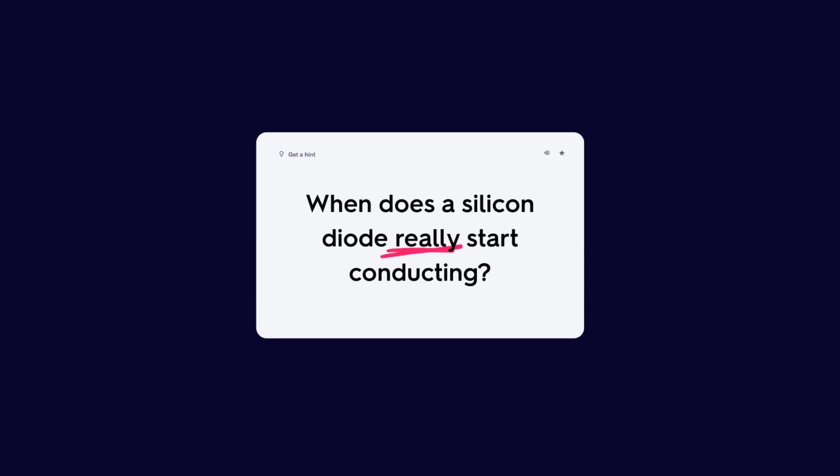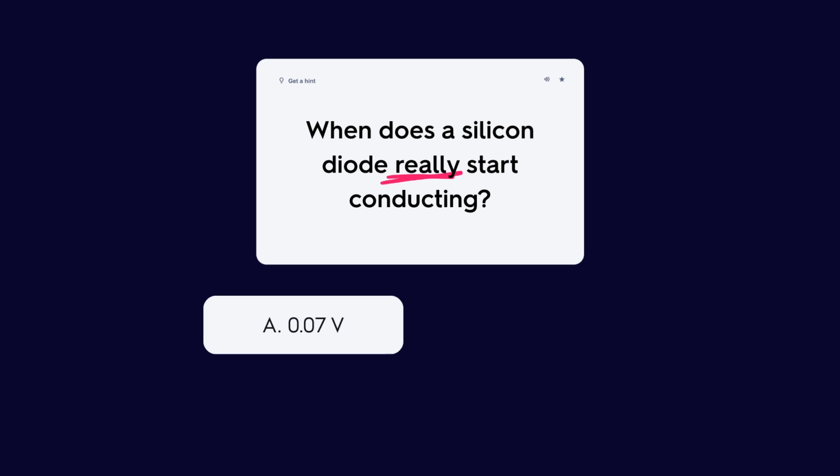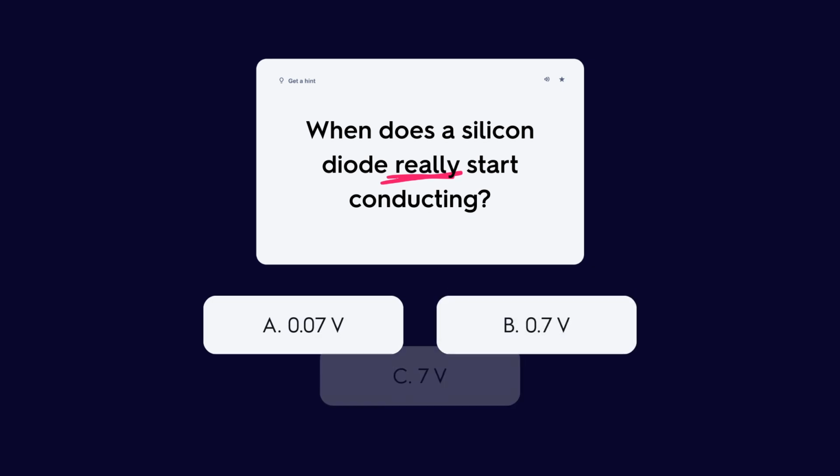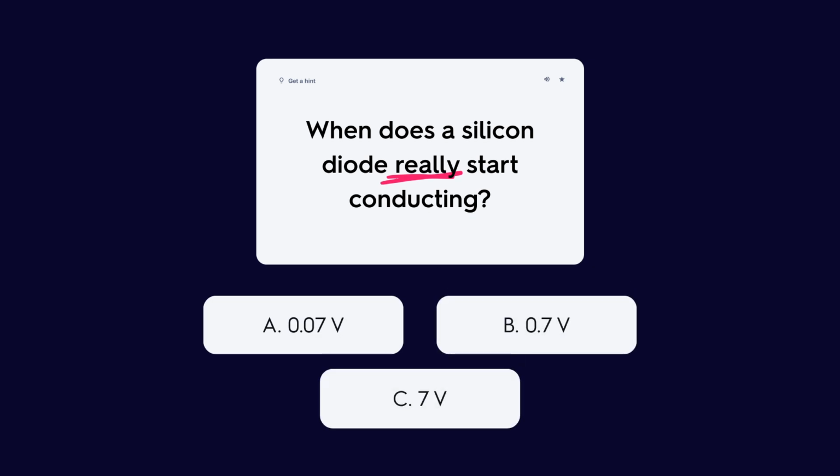Pop quiz. A silicon diode starts conducting at which voltage? Is it 0.07, 0.7, or 7 volts? Keep that answer in mind. We'll reveal the correct answer later.